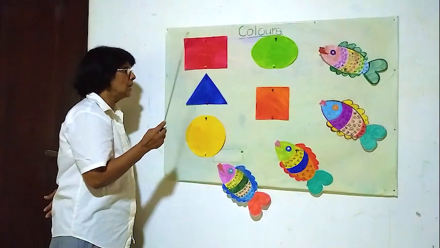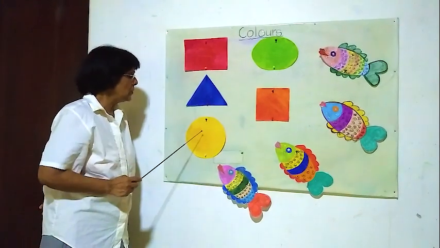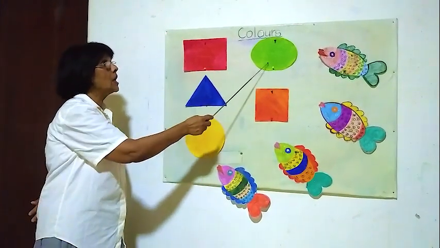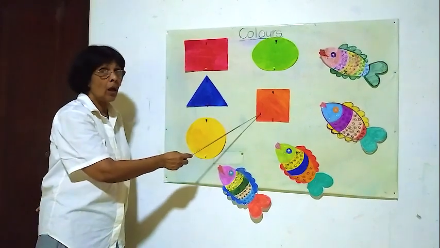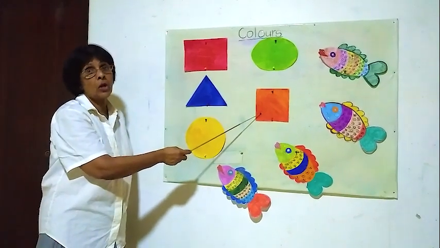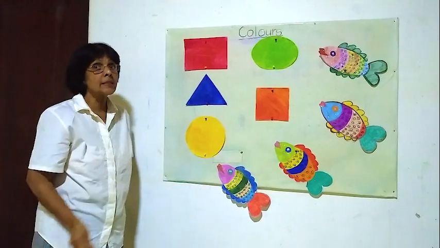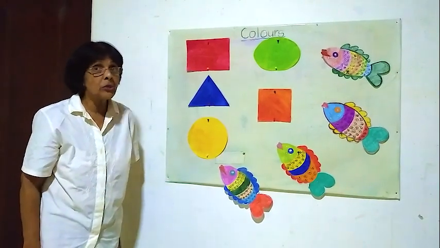Now we'll read the colors again. Red color, blue color, yellow color, green color and orange color, right? Now next lesson we are going to match the colors, right?